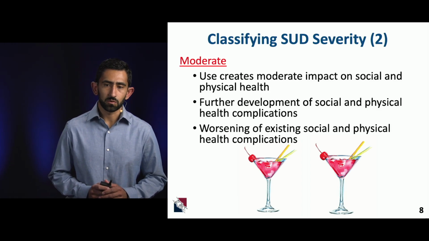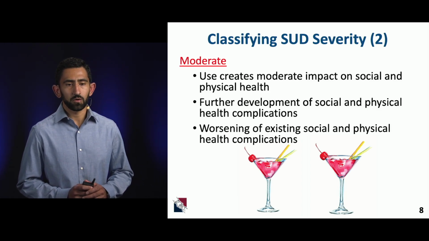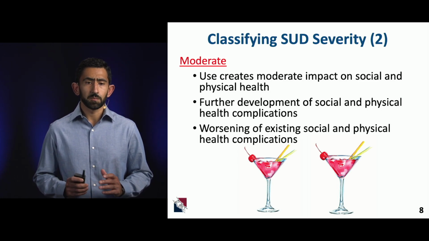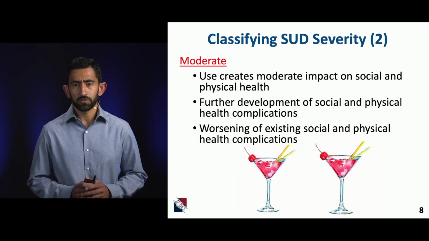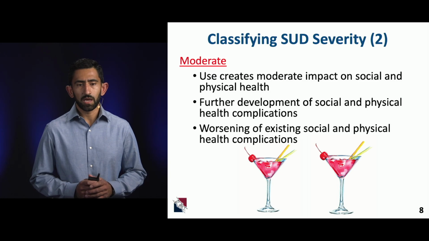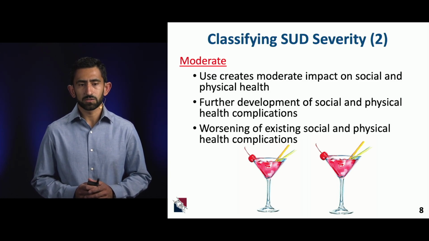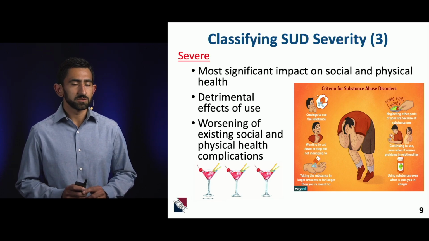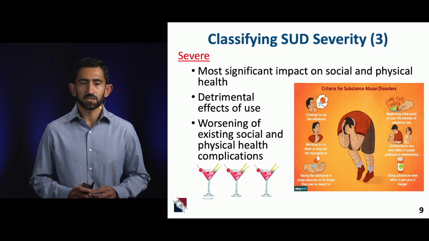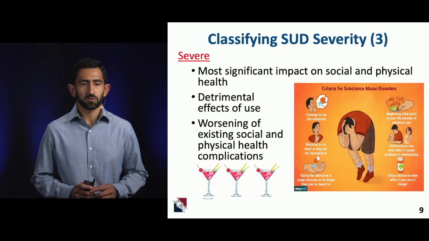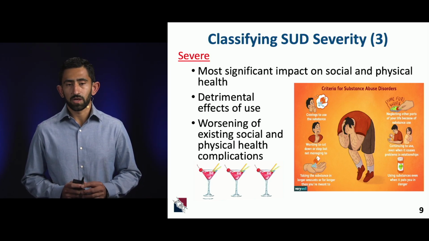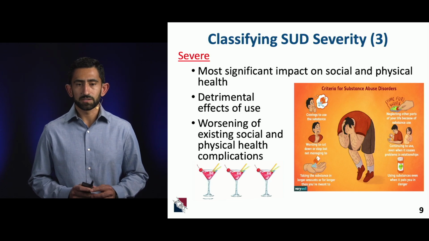Moderate substance use disorder is defined as having 4 or 5 of the DSM-5 diagnostic criteria. Their use creates a moderate impact on their social and physical health, and they begin to accumulate health complications as well as social complications from their use. Severe substance use disorder is defined as having 6 or more of the DSM-5 diagnostic criteria. This creates the most significant impact on social and physical health, and ongoing use is typically detrimental to the patient.